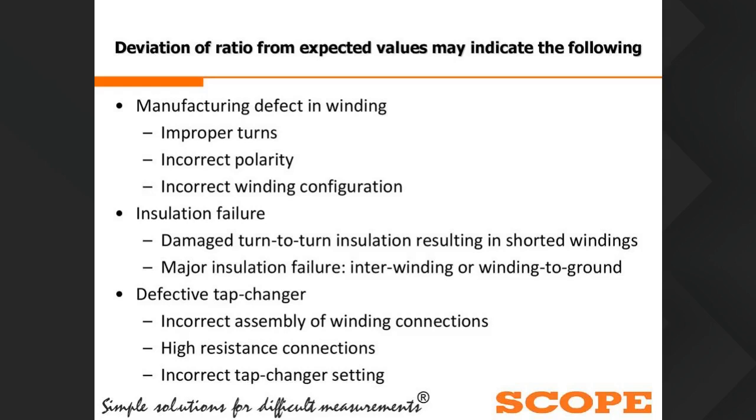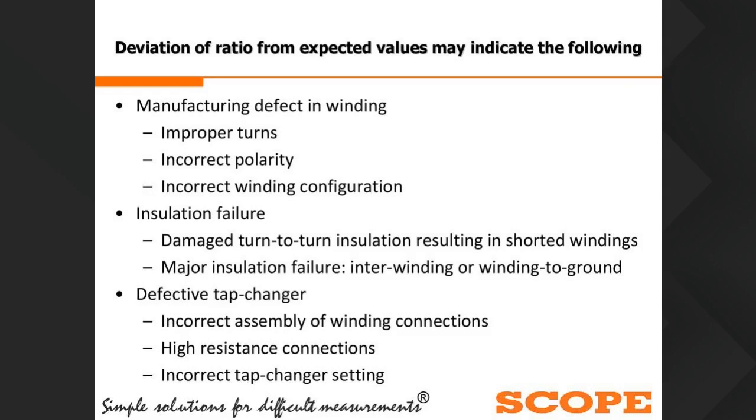If there is any insulation failure, that is damaged turn to turn insulation, resulting in shorted windings. Major insulation failure will give an inter-winding or ground fault, that will directly give a deviation in the turns ratio. If there is any defective tap changer, then we can say the incorrect assembly of the winding connection in the OLTC, high resistance connections, and incorrect tap changer setting.